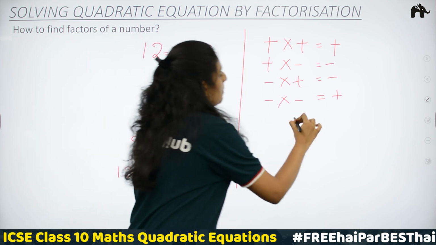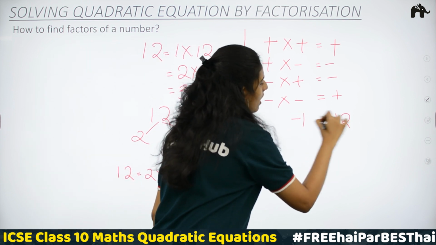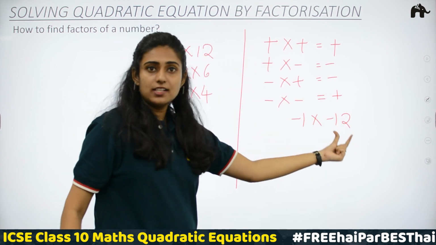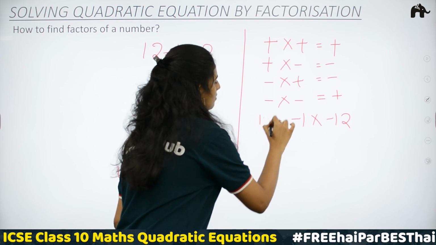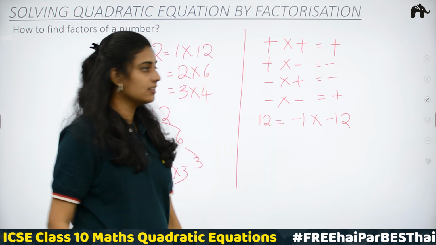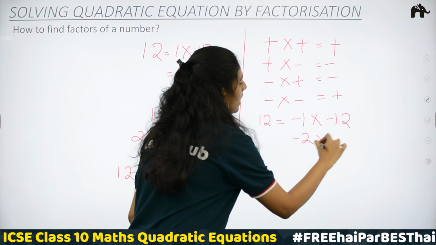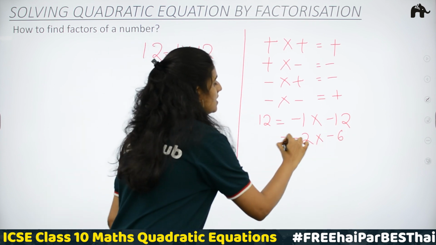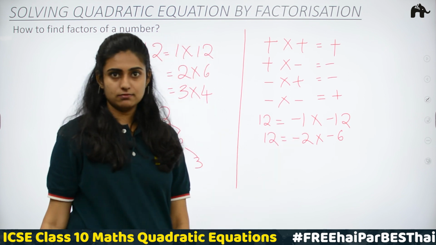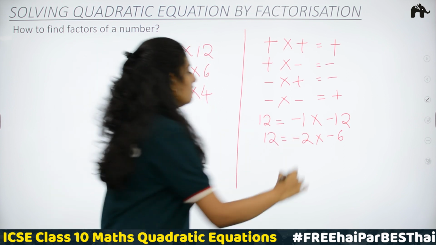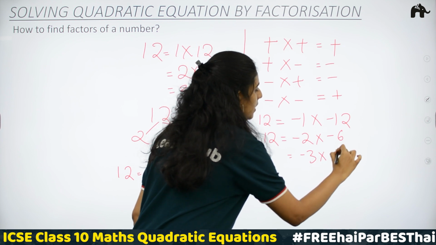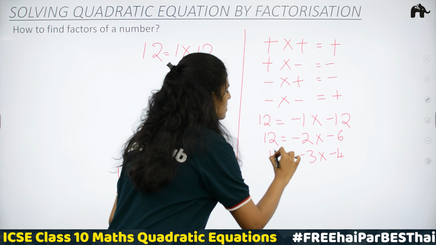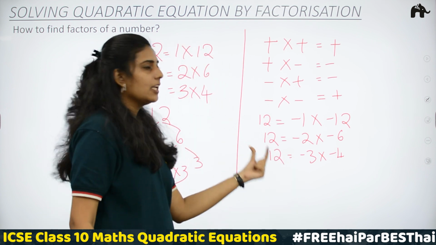If I am taking minus 1 and minus 12, what is the product of minus 1 and minus 12? Minus 1 into minus 12 is plus 12. The product is positive, right? If I am taking minus 2 and minus 6, what is the product of minus 2 and minus 6? That is again equal to plus 12. This is positive. If I am taking minus 3 and minus 4, minus 3 into minus 4 is positive 12. The product is again positive.